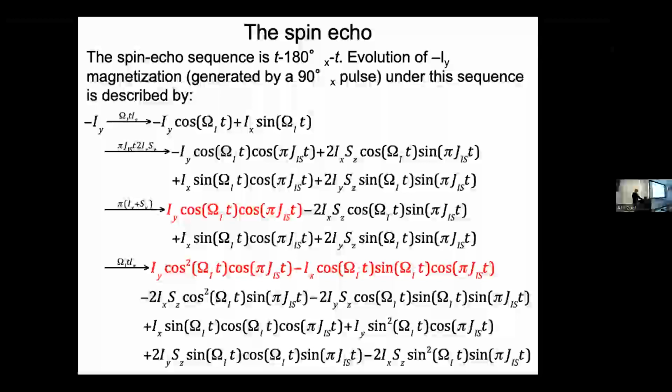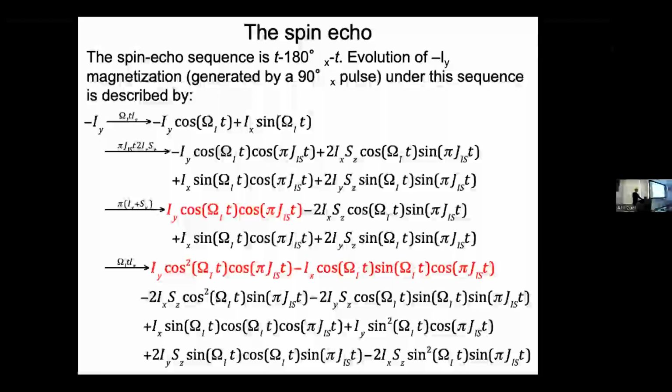And hopefully we can make a simplification because here we have Iy cosine squared omega I t, cosine pi J, and here we have Iy sine squared omega I t, cosine pi J, and sine squared plus cosine squared is 1. So we can collapse those two terms. And then here we have an Ix sine cosine cosine minus Ix. So those are going to cancel.